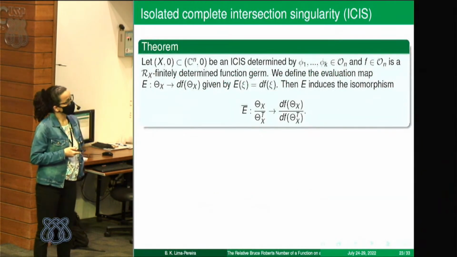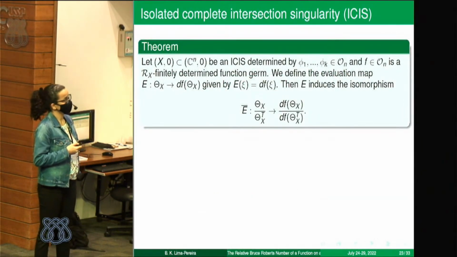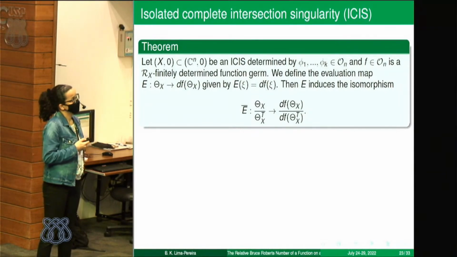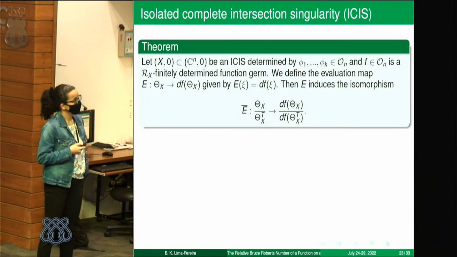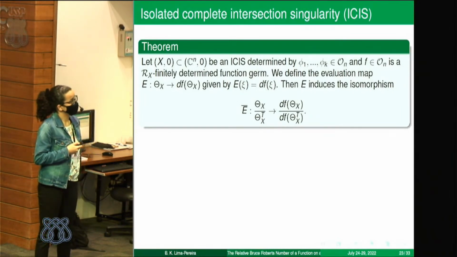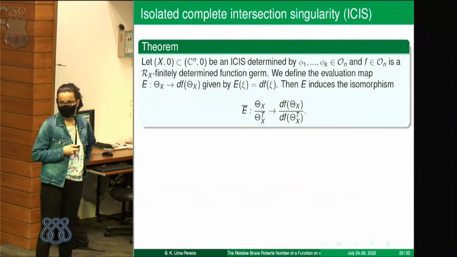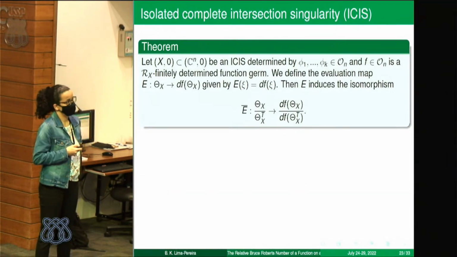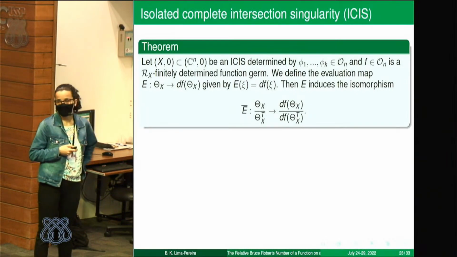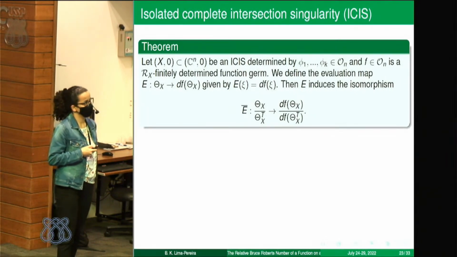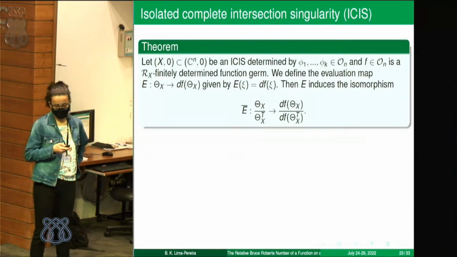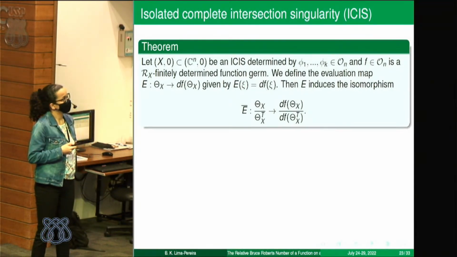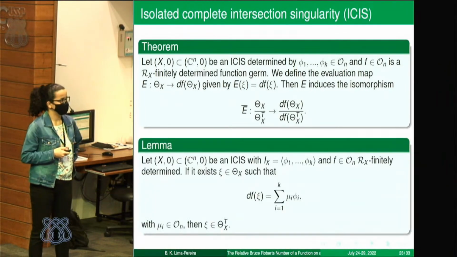Okay, and we prove this theorem. So we consider this map, okay, the evaluation map given in this way, and we prove that this map induces this isomorphism, okay? And this isomorphism says to us that this quotient does not depend on the function germ or X finitely determinate that we are considering, okay? And to prove this theorem, we use this lemma.